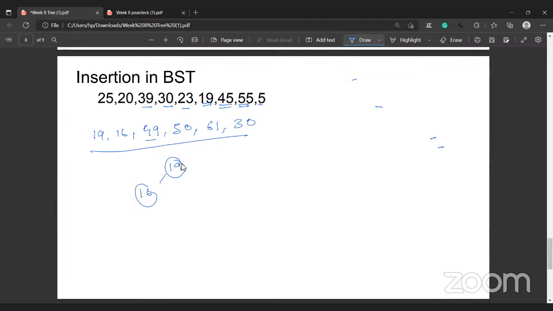Then 49. 49 is greater than 19. So it will be right side of 19, right? Then 50. 50 is greater than 19, greater than 49. So it will be right side of 49, right? Then 61. 61 is greater than 19, greater than 49, and greater than 50. So it will be inserted there. 30 is greater than 19 but less than 49. So it will be inserted like this.